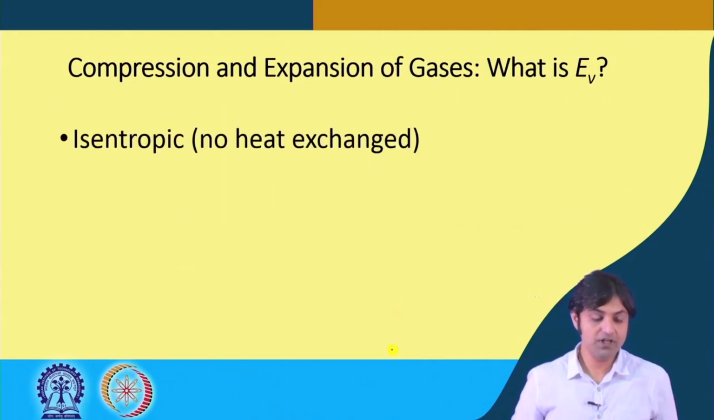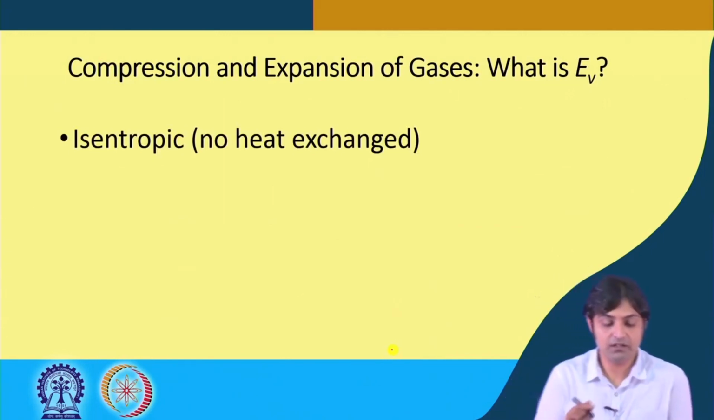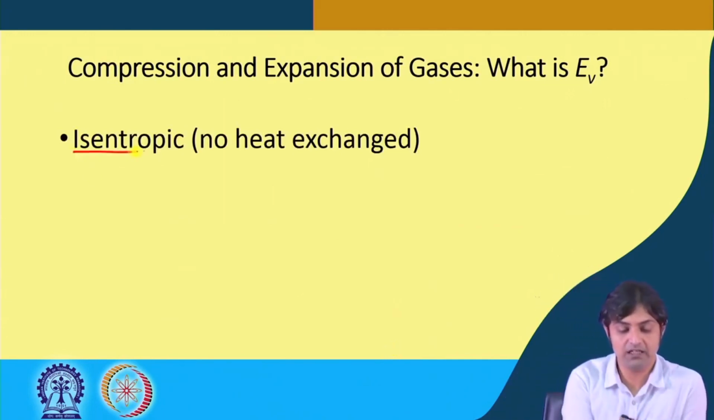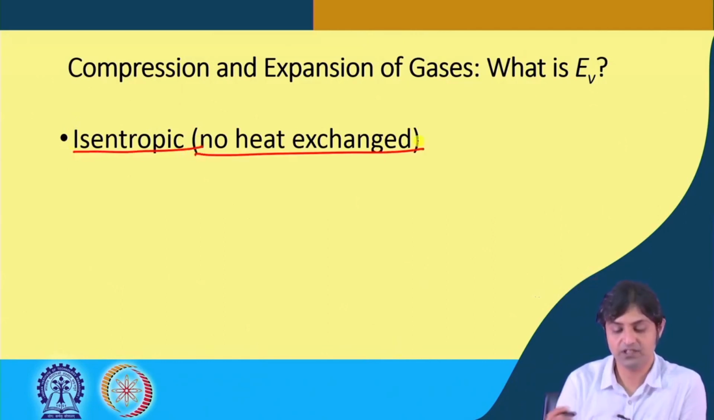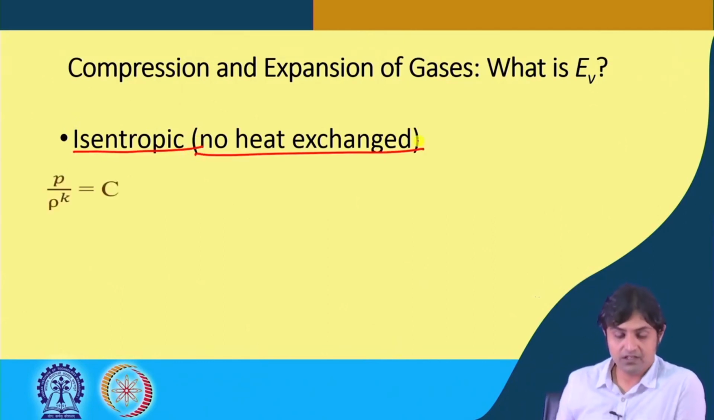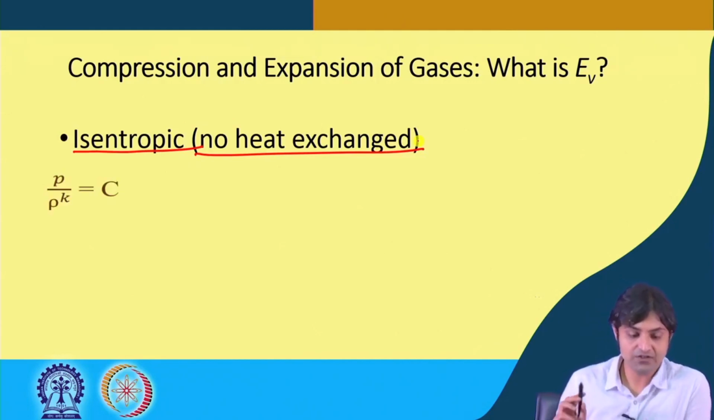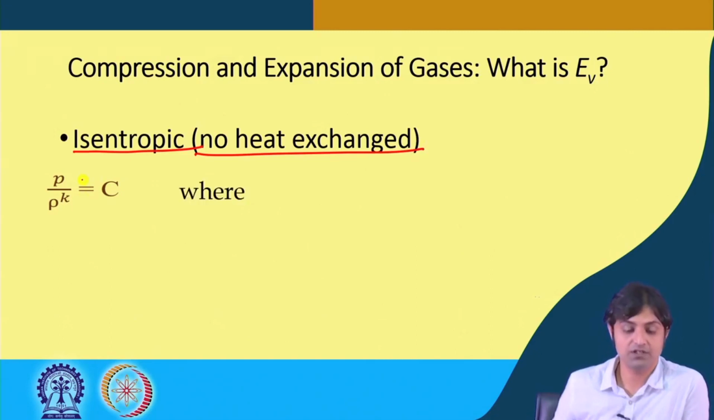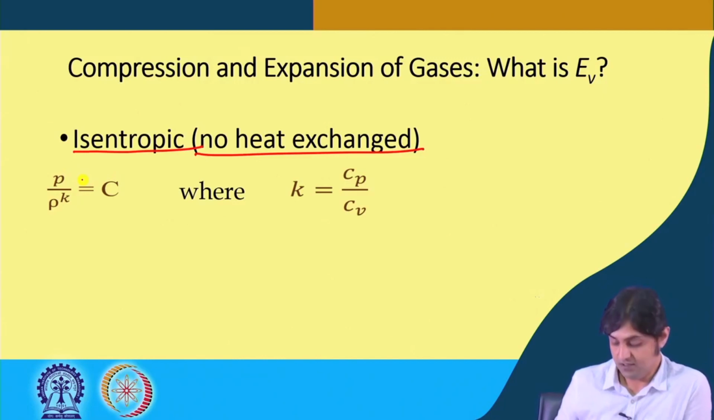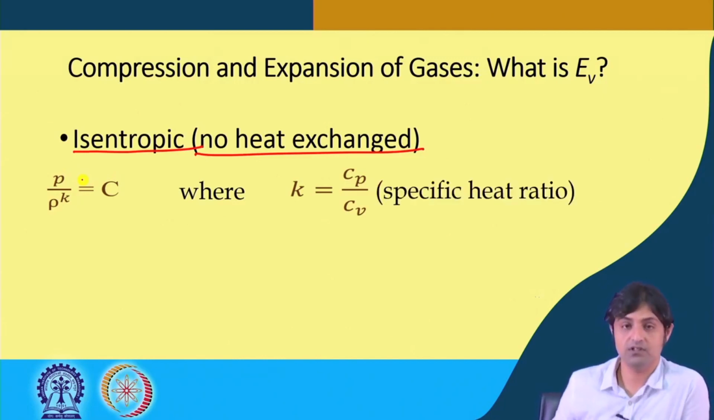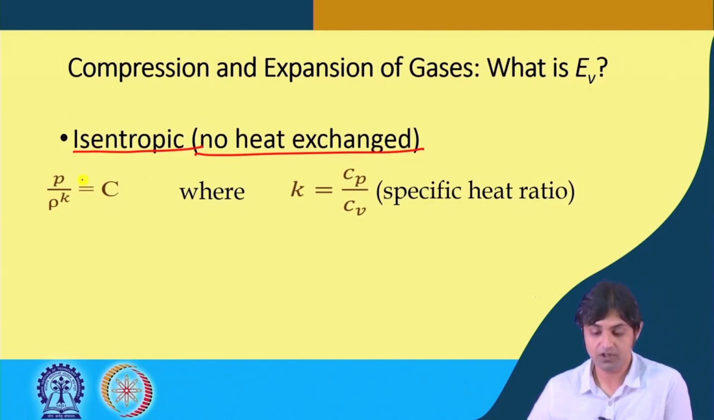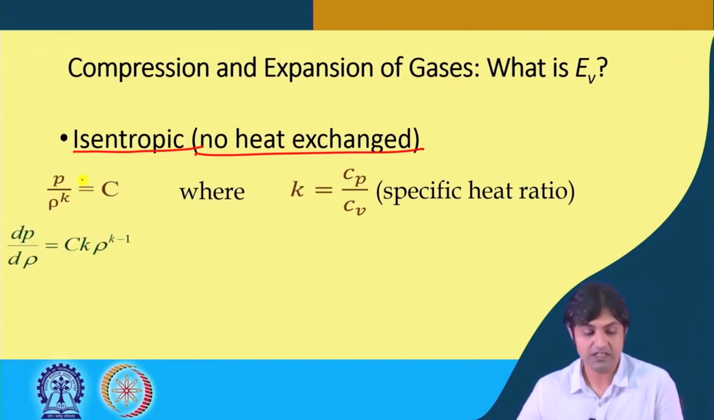So we are going to look at another process called isentropic, where no heat is exchanged. In this case, the equation for an isentropic process is given by P by rho to the power K is equal to C, where K is Cp by Cv. This is a very standard terminology in thermal physics that you have already seen in your class 10th and 12th. So this is also called the specific heat ratio.